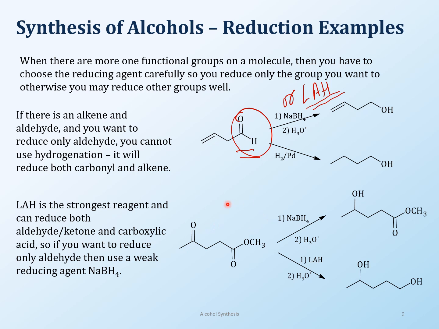So if you use sodium borohydride, you can reduce just the ketone, but you're not going to reduce the ester. But if you use LAH, you're going to reduce both of these functional groups, so you'll get 2 alcohol groups. So here you have to be really careful. What do you want to do? Here, if you use LAH, you reduce both, so it's not a good idea. If you just want to reduce the ketone, then you just do this.